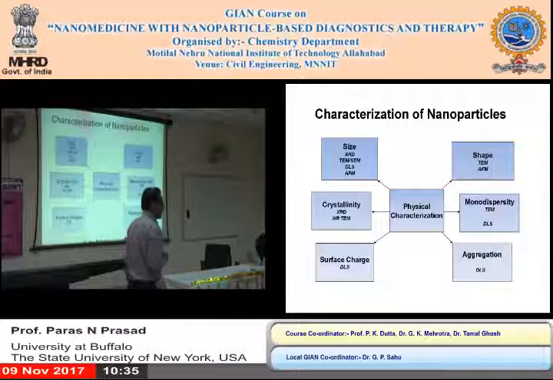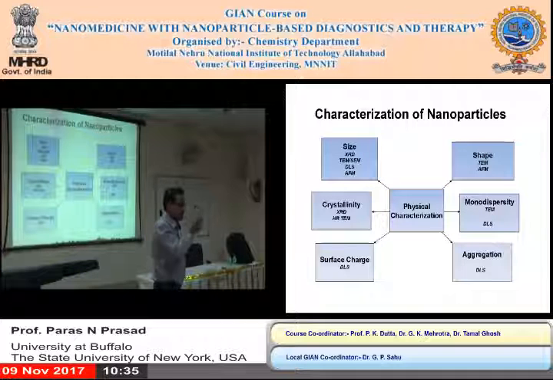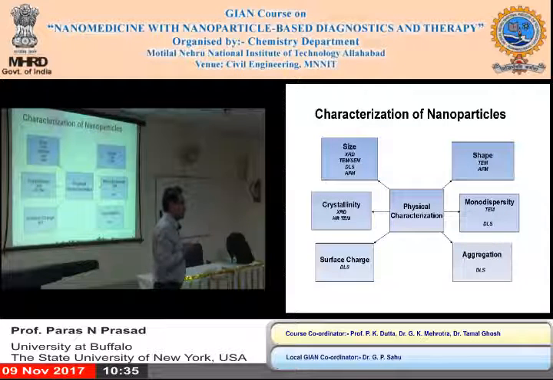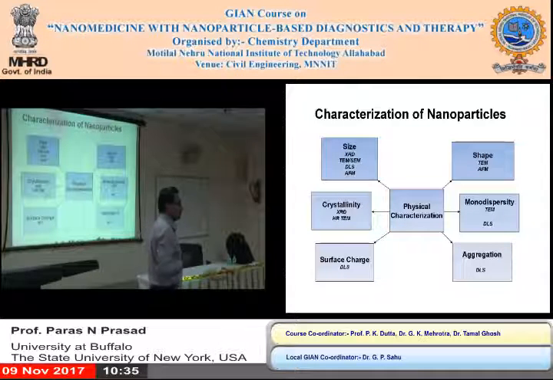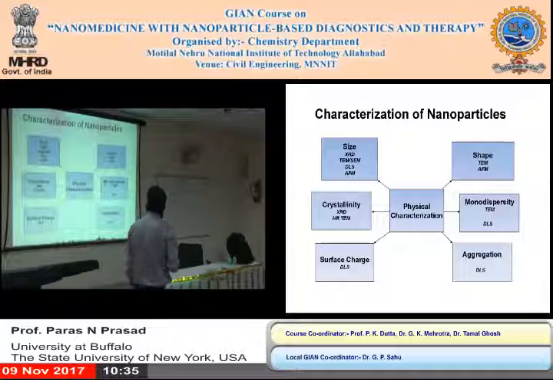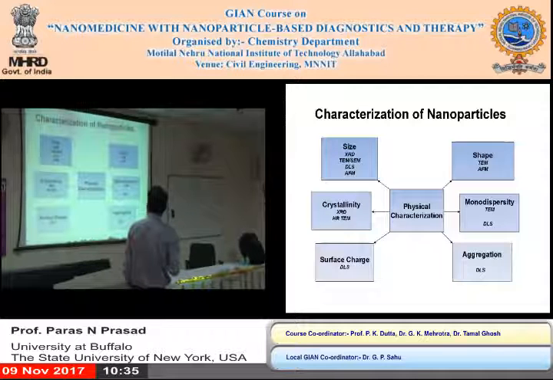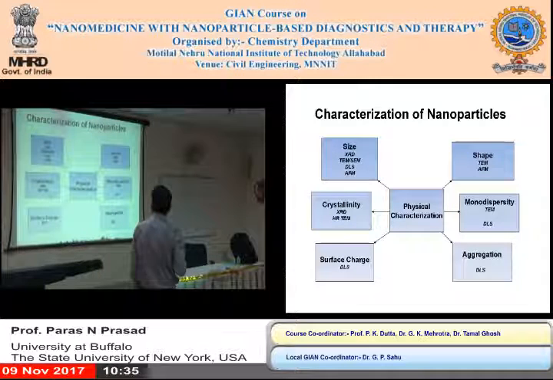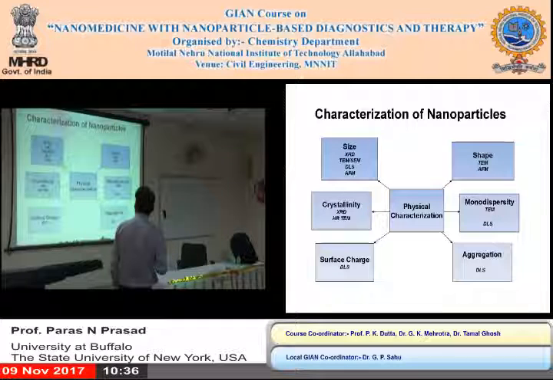Size you can do firstly with XRD, X-ray diffraction, pattern, and its width can give you some information on size. Then you can also do TEM, transmission electron microscope. With that you can actually see the size and the shape together. Or you can do dynamic light scattering, and you can get information on the size. That's called hydrodynamic radius, the effective radius of nanoparticle dispersed as a colloid.